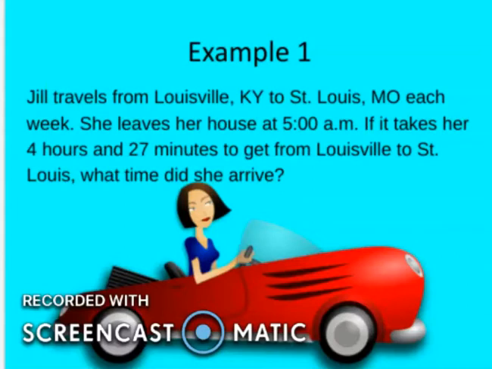So let's think about what we know from this problem. So what do we know for sure? We know that Jill is traveling, and we know that she leaves the house at 5 a.m. It takes her 4 hours and 27 minutes to get from Louisville to St. Louis. We don't know what time she arrived, so that's what we're going to be calculating.